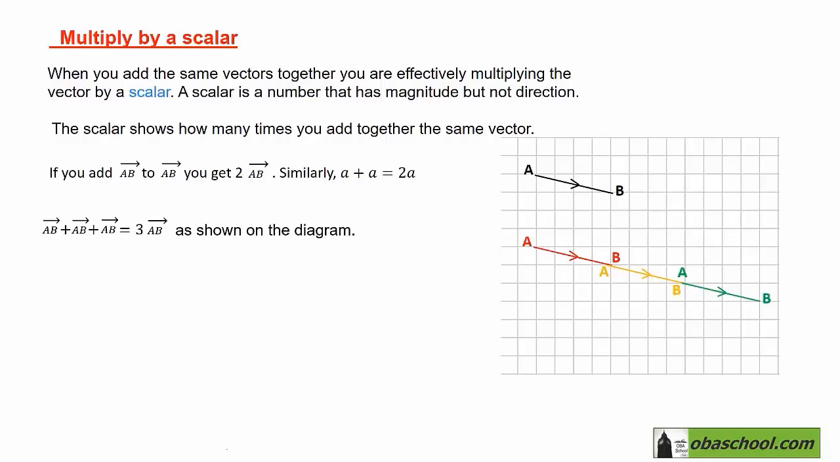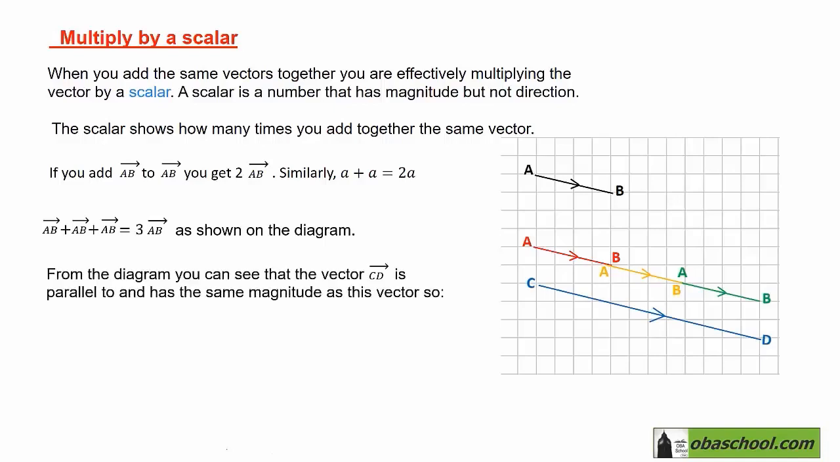And so let's just say we had another vector, and this vector is parallel to 3AB vector and has the same magnitude. How can we find its components? Let's do this step by step. Let's just say we had CD. Now you can notice from the diagram that the vector CD is parallel to and has the same magnitude as the vector.